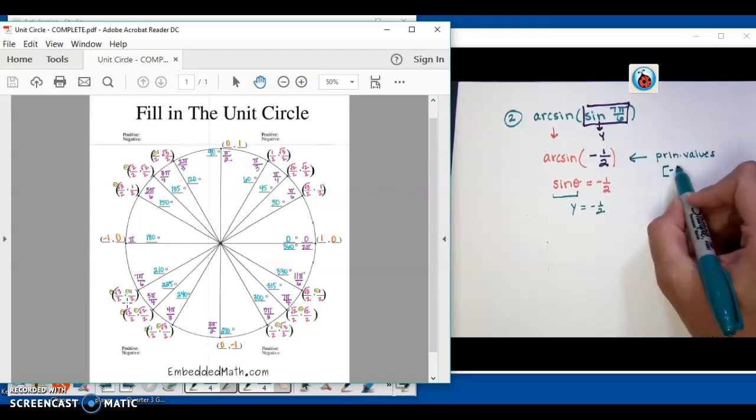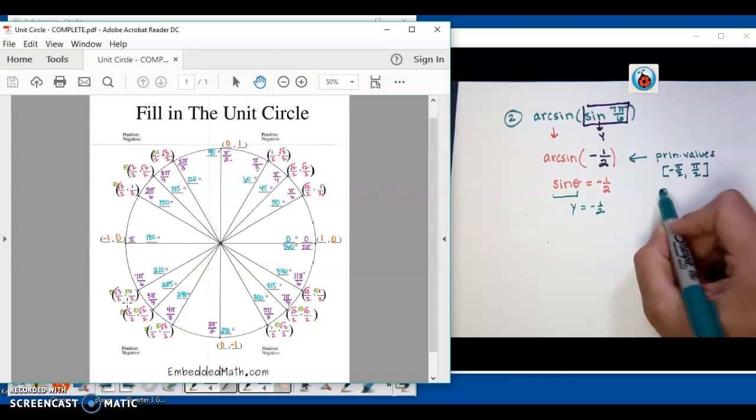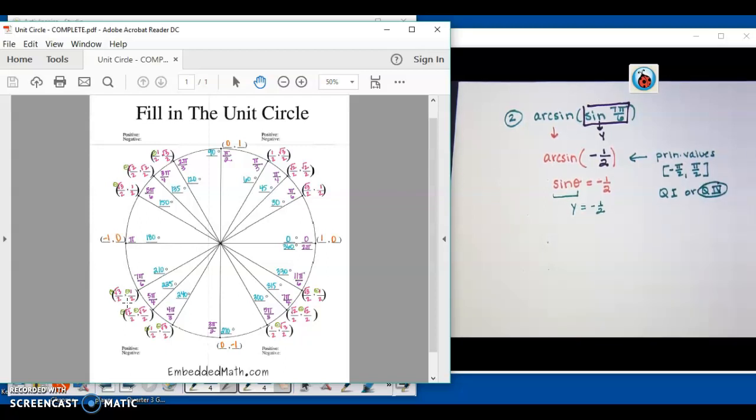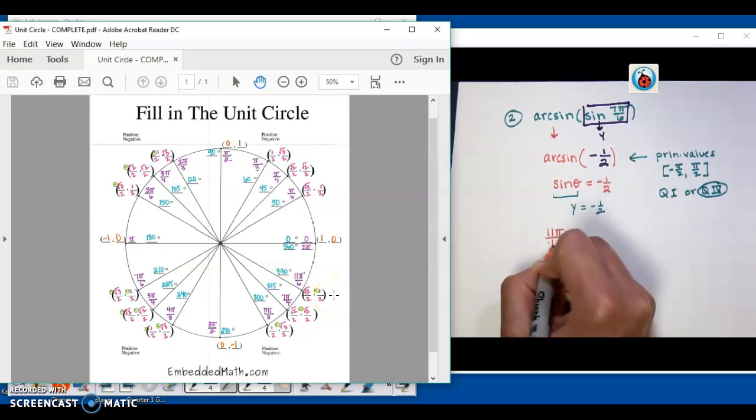Arc sine goes from negative pi over 2 to pi over 2, which means we're looking at quadrant 1 or quadrant 4. If it's in quadrant 4, we're going to have to fix it. Okay? So take a look at your unit circle, quadrant 1 or quadrant 4. If you notice in quadrant 4, at 11 pi over 6, that's where we have negative 1/2. So we're going to end up with 11 pi over 6.